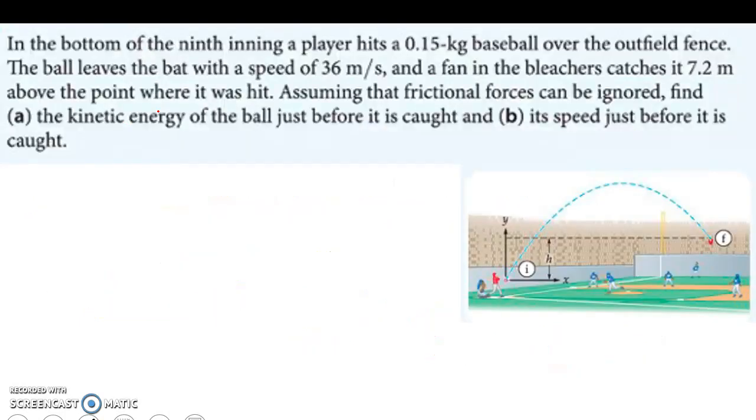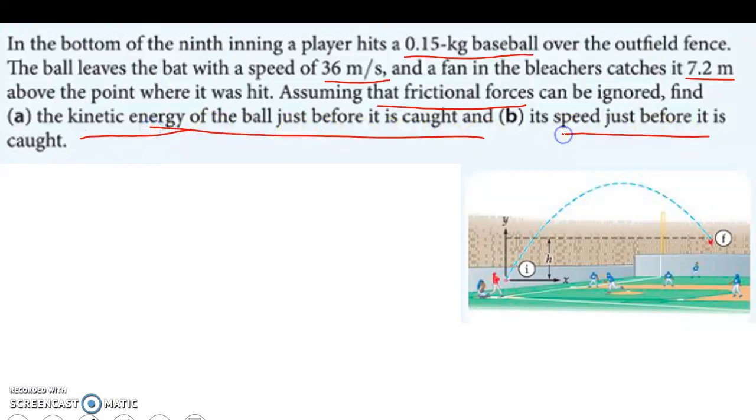All right, so here's an example of a problem we could have. We have a baseball player, and he's hitting this baseball. We got the mass of the baseball here for a home run. All right, the ball leaves at the speed of 36 meters per second, and the fan that catches it is 7.2 meters above the point where it was hit. Now, we're not going to talk about friction here, so we're going to get rid of the non-conservative forces. We want to find the kinetic energy of the ball just before it is caught, and then the speed just before it is caught.